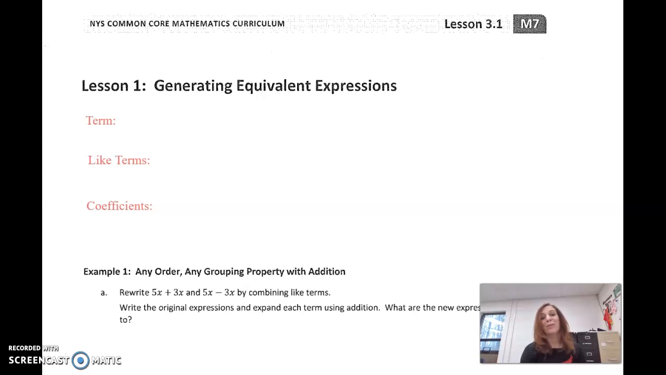We are starting Module 3. So Module 3 is on expressions and equations. So that's what that 3 here means. And Lesson 1 in this module is on generating equivalent expressions.